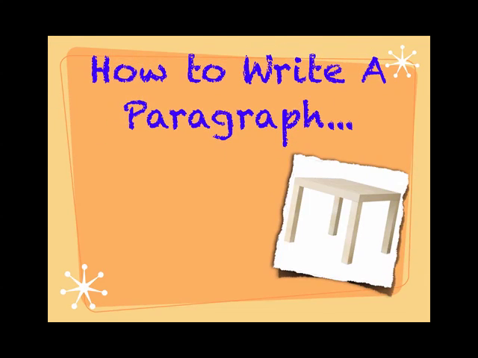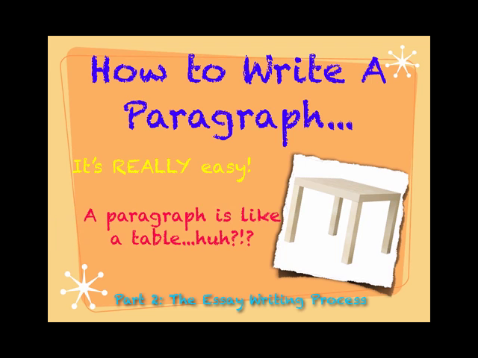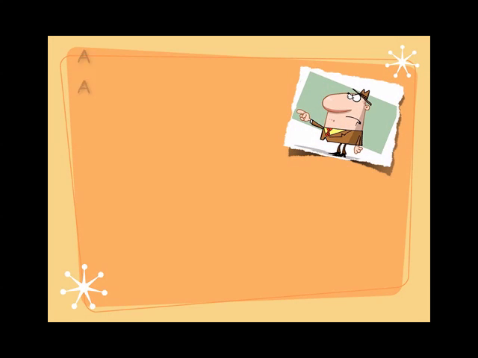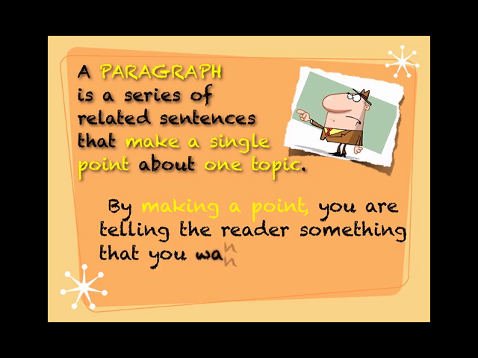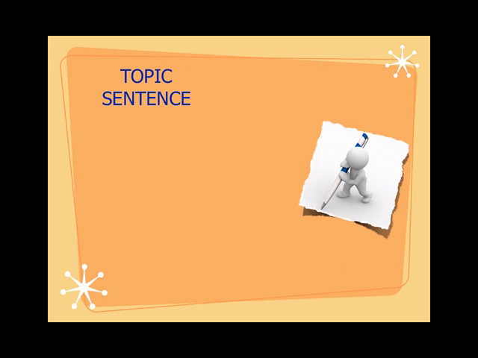Welcome to this series on how to write a paragraph, part 2 of the essay writing process. It's really easy, but you do have to practice. We're going to use the image of a table to help us understand how a paragraph is constructed. A paragraph is simply a series of related sentences that make a single point about one topic. By making a point, you're telling the reader something that you want them to know.